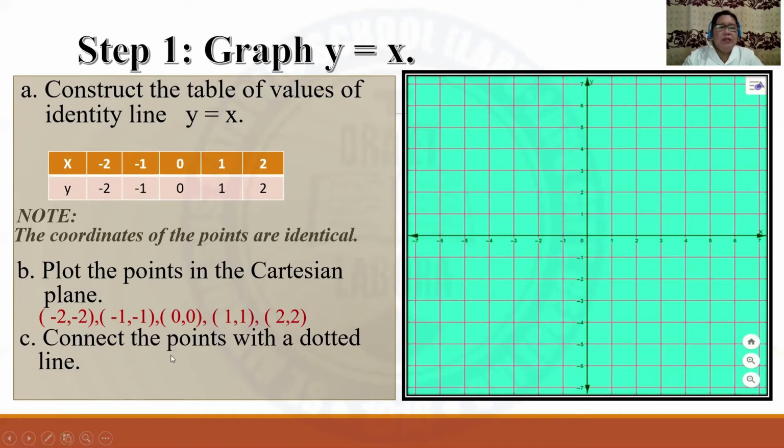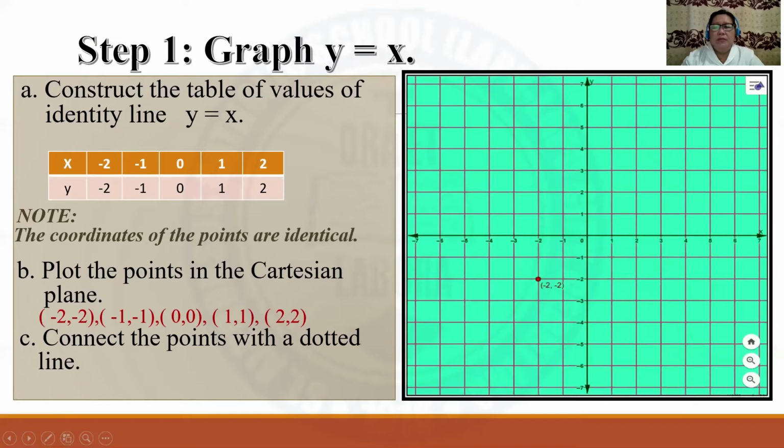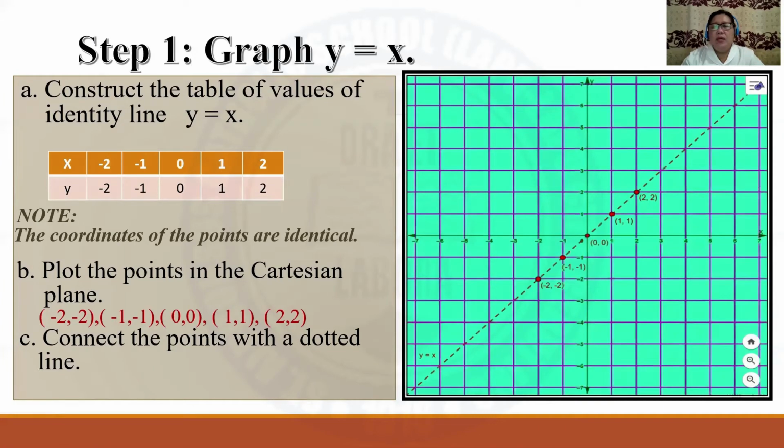And after that, you have to connect the points with a dotted line. So, it would be like this. Plot negative 2, negative 2, negative 1, negative 1, the point with coordinates 0, 0, the point with coordinates 1, 1, and the point with coordinates 2, 2, and connect with a broken line or a dotted line. So, this will represent the identity line y is equal to x.